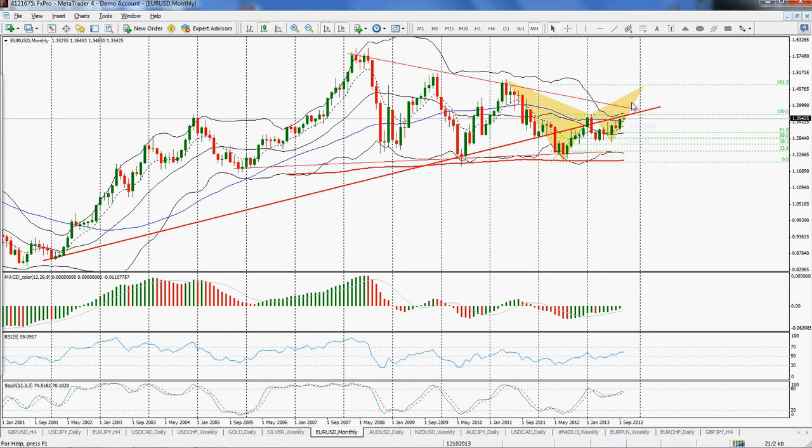So we can break. It is most probable that we will break to the upside, and we will have this right arm, right wing in the future here. So this is possible on the monthly chart.